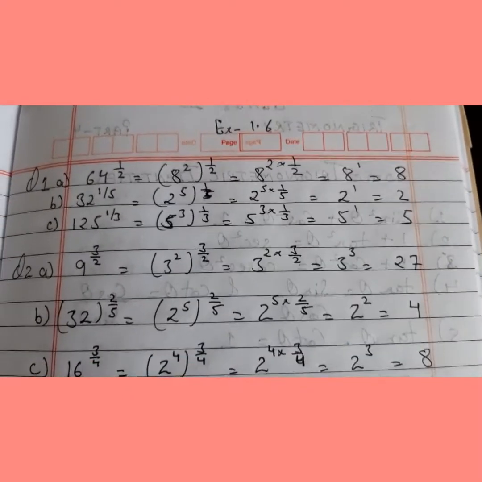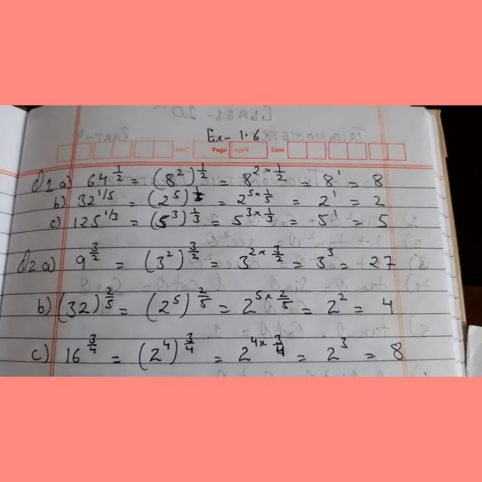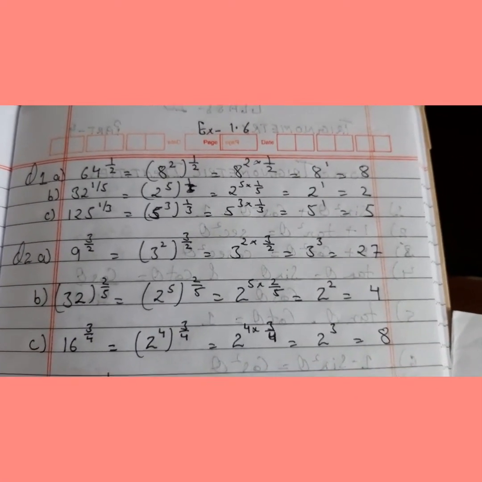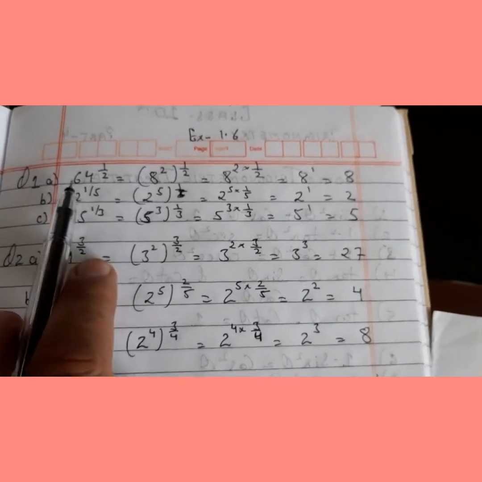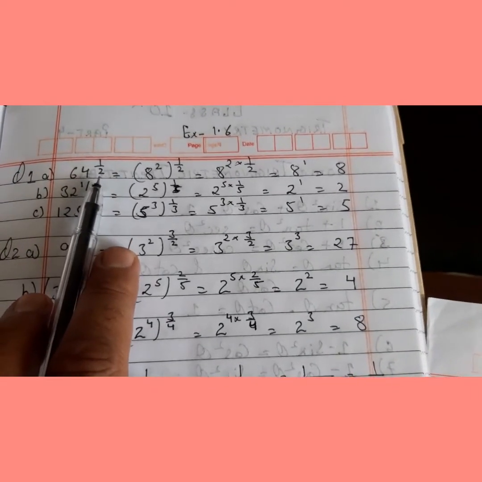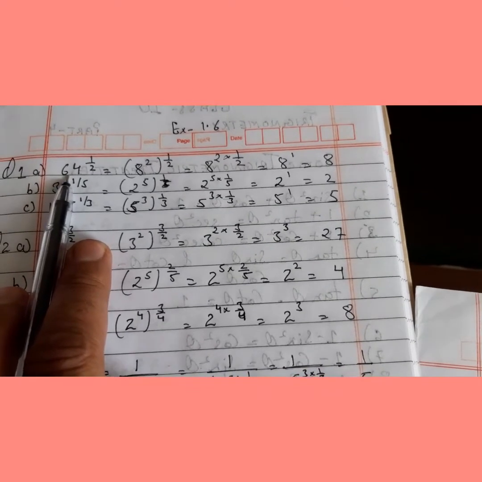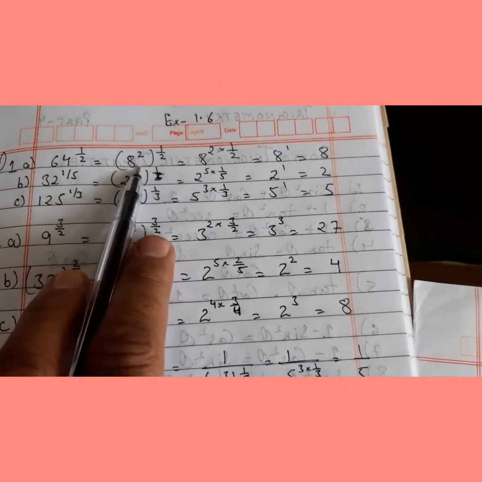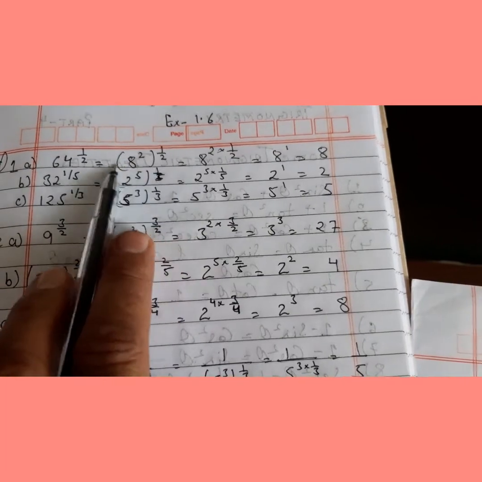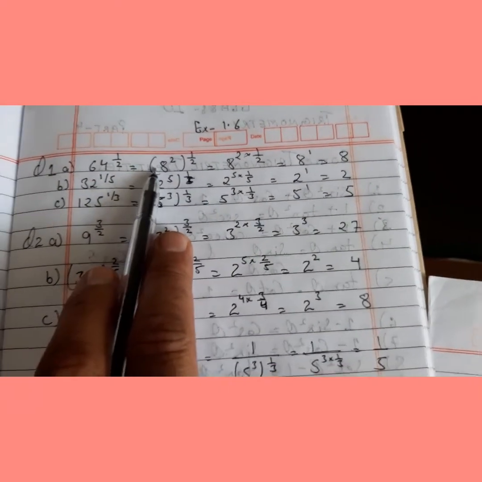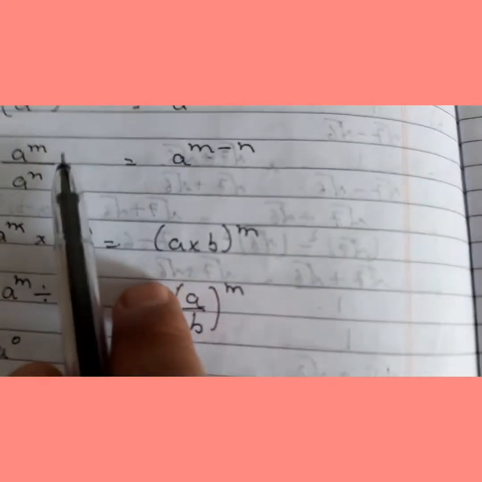Right? So question number 1, find. The first question has three parts. The first part is 64 raised to power 1 upon 2. We all know that 64 is the square of 8. So in place of 64 we can write 8 square whole raised to power 1 upon 2. Now it is just like identity number 2, you can see.